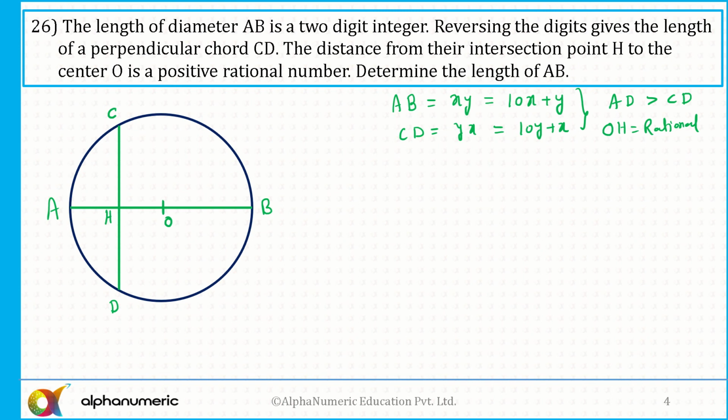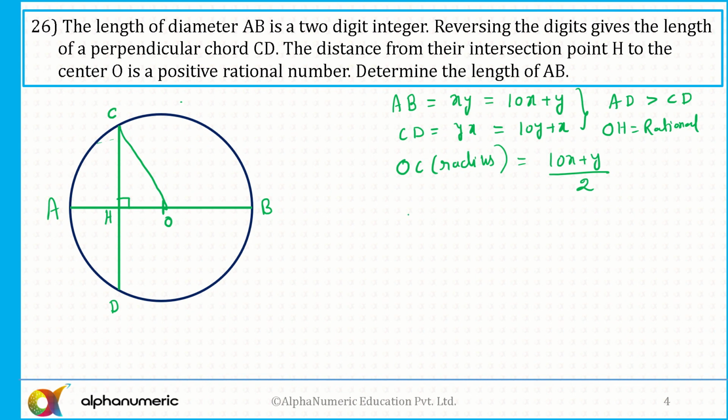Now, how do we find the length of OH first of all? We can say for one thing sure, if I join O to C, then what is the length of OC? OC is nothing but the radius of the circle. So the radius must be half of the diameter. So I can write OC is equal to the radius, which is half of the diameter. The diameter is 10x plus y, since AB is the diameter, so divided by 2.